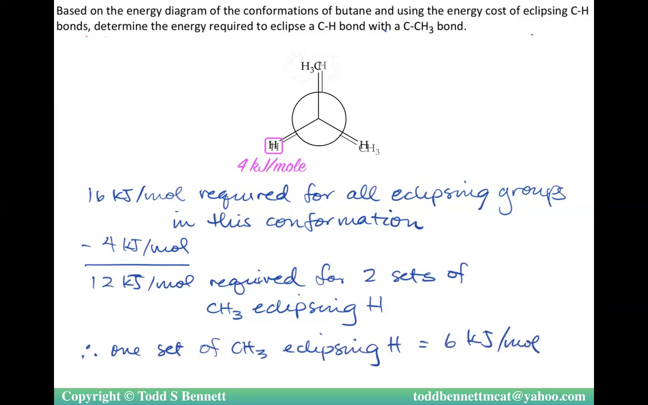So hopefully that makes sense, that the math is working out. So 6 kilojoules per mole for each of those. That accounts for starting from 0 and going up to 16, which would be having to increase by 4, 6, and 6 for a grand total of 16.